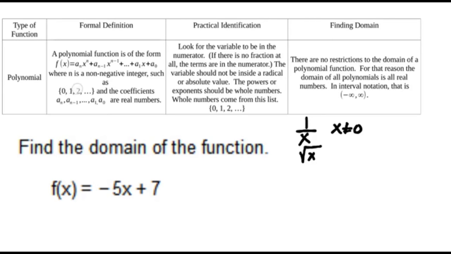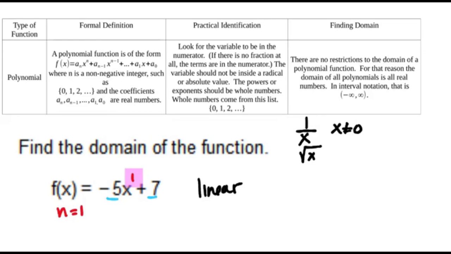I've got a list here of integers, 0, 1, 2, and so on. These are only the non-negative integers. And the coefficients are from the real numbers. So we can see that we have that here. In this example, n would be 1, that highest power on x, and the coefficients of negative 5 and 7 are from the real numbers. This is a polynomial function, more specifically because of this n being to the first power, we say it's a linear function.